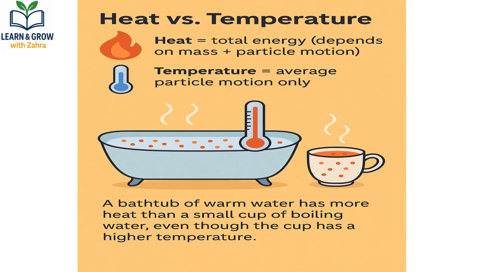That depends on two things, right? How fast they're going, which is like temperature. And how many cars there are. Exactly. The mass, the amount of stuff. So heat is average speed, temperature, multiplied by the number of particles, mass. Pretty much sums it up.